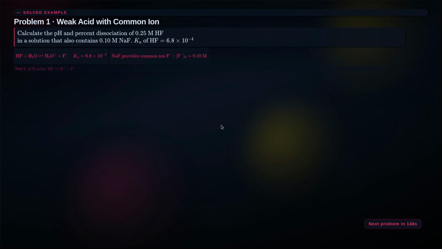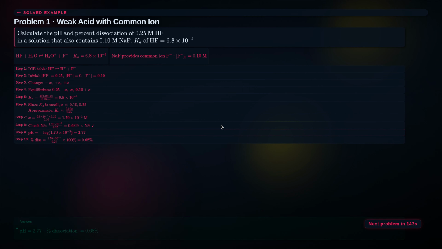Problem 1. Calculate the pH and percent dissociation of 0.25 molar HF in a solution that also contains 0.10 molar NaF. Ka of HF equals 6.8 times 10 to the negative 4. Step 1. Set up the ICE table for HF ⇌ H+ + F-. Initial concentrations: HF is 0.25, H+ is 0, and F- is 0.10 from the NaF. The change is minus X, plus X, plus X. Equilibrium: 0.25 minus X, X, and 0.10 plus X.